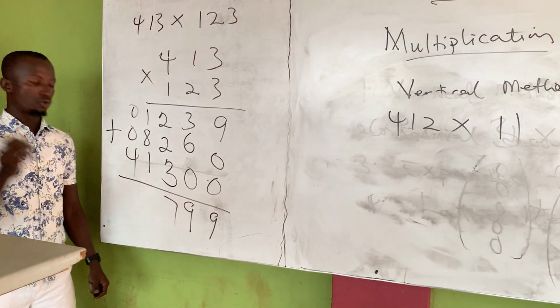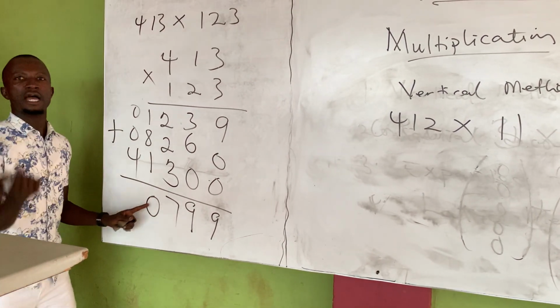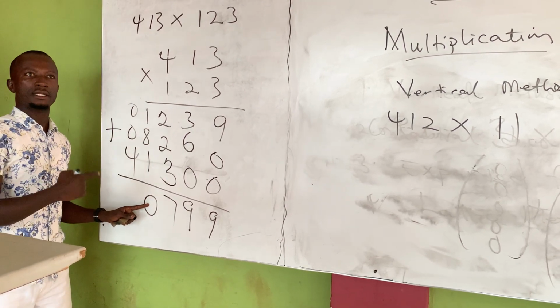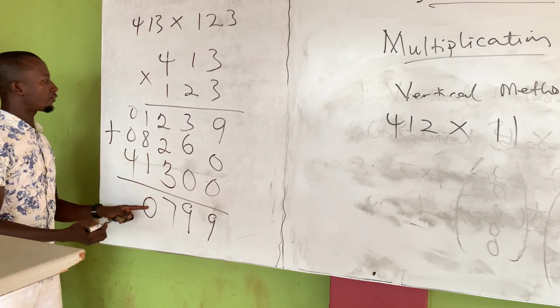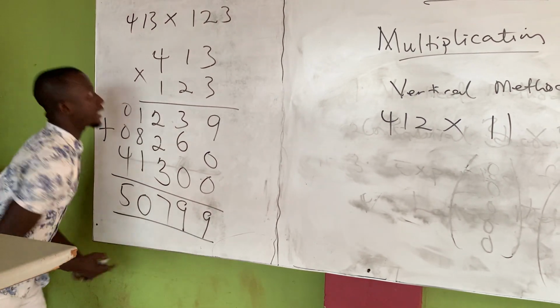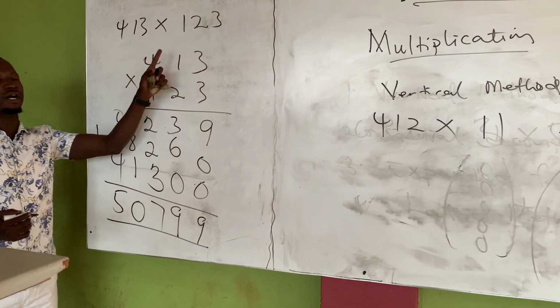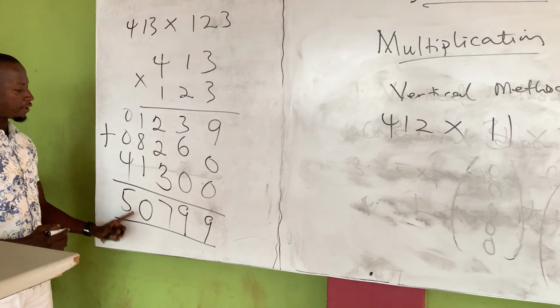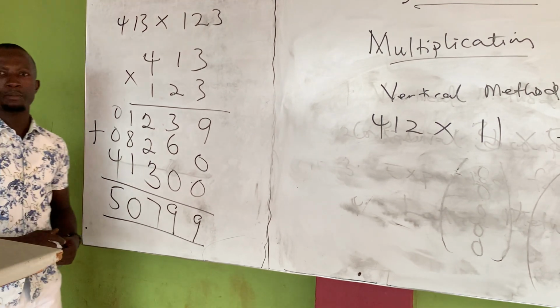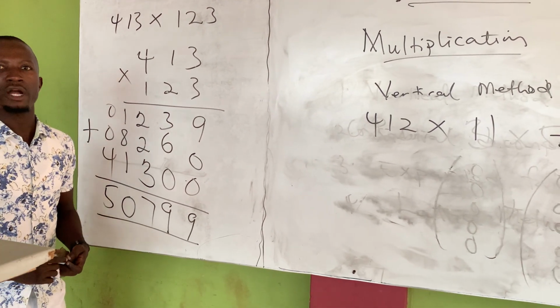So tell me what we do. We write the ones and carry on with the tens. So this is the 0. We are carrying on with the 1, that is the tens 4. So 1 plus 4, that is giving us 5. So at the end of it, we have 4, 1, 3 times 1, 2, 3, giving us 5, 0, 7, 9, 9.